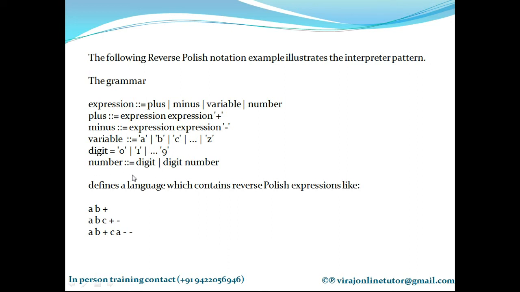A number can be a digit or a digit followed by another number. Like, is 9 a number? Yes. Why? Because number boils down to digit and digit boils down to 9.